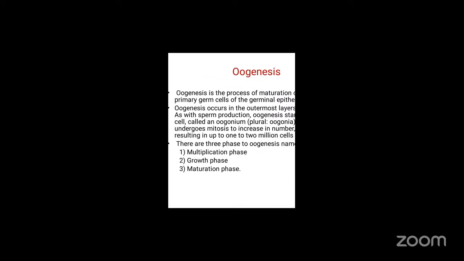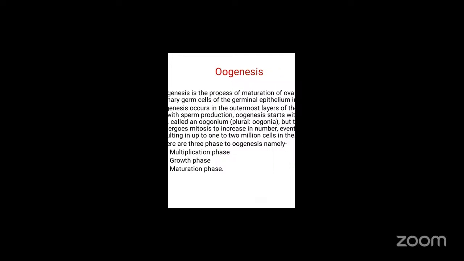Now coming to oogenesis. Now we will see what oogenesis is. Oogenesis is nothing but the formation of the ova, or in general the formation of the egg. It is the process of maturation of the ova from the primary germ cells of the germinal epithelium in the ovary. The primary germ cells which give rise to the ova or to the sperms are present in the germinal epithelium of the testes as well as the ovaries.